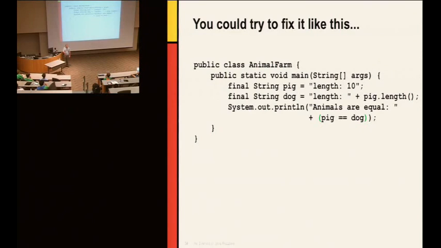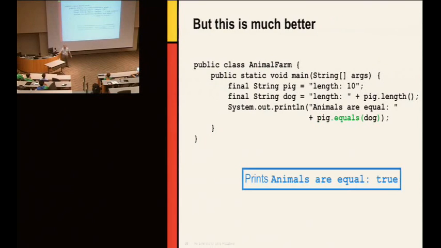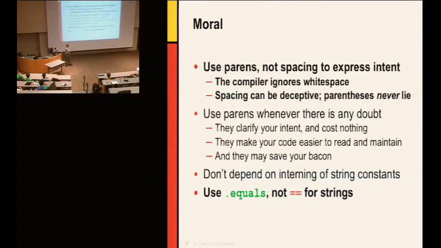So what do we really want to do? Well, if it hurts when you go like that, don't go like that. Don't use double equals to compare your string. Use dot equals. And now we know that we are comparing the contents, the values of these strings. And in this case, they represent the same string, so it will print animals are equal true, just as it ought.